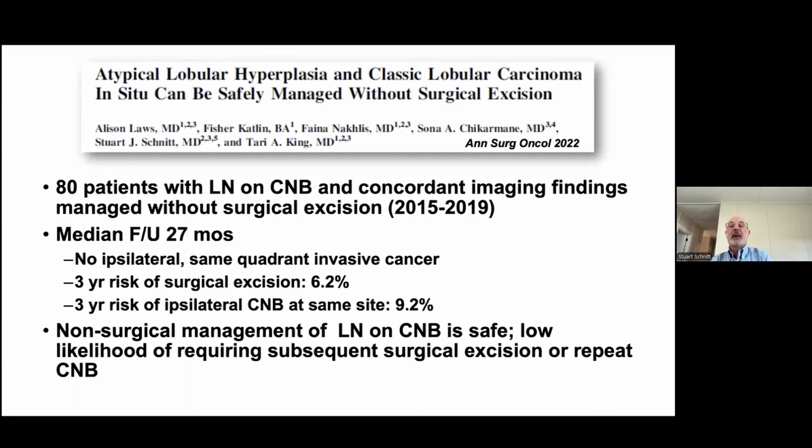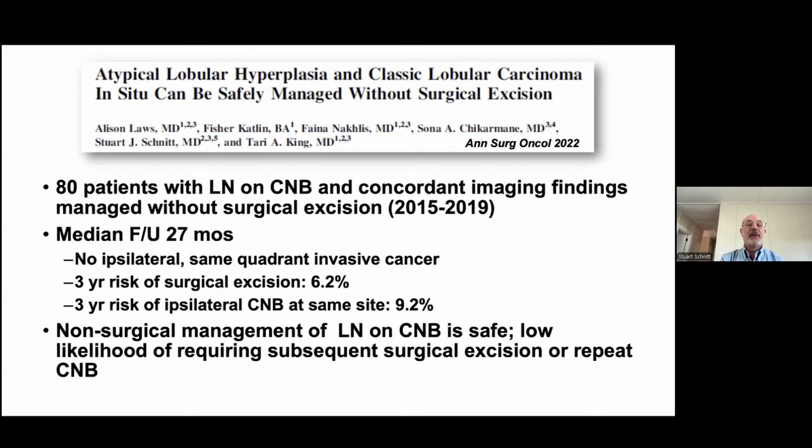So in this study published by Dr. King's group a couple of years ago, they had 80 patients with lobular neoplasia on core needle biopsy and concordant imaging findings who were managed without surgical excision. And with a median follow-up of a little over 2 years, no patient developed a breast cancer in the same quadrant of the breast in which the biopsy was performed. There was only about a 6% need at 3 years for patients to undergo a surgical excision, and the risk of having a biopsy at the same site over 3 years was only about 9%.